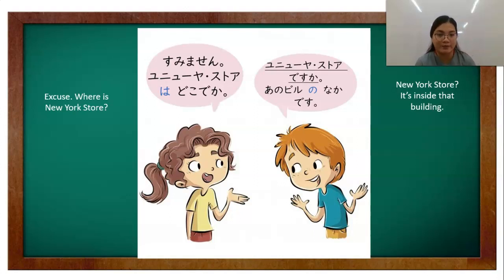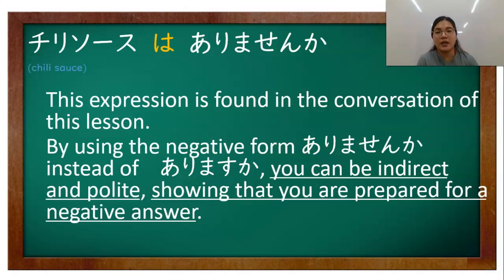Okay? Another one is, chiri sosu wa arimasen ka? Chiri sosu wa arimasen ka? So this expression is found in the conversation of this lesson. By using the negative form arimasen ka instead of arimasu ka. Okay, so using this sentence pattern, you can be indirect and polite, showing that you are prepared for a negative answer.